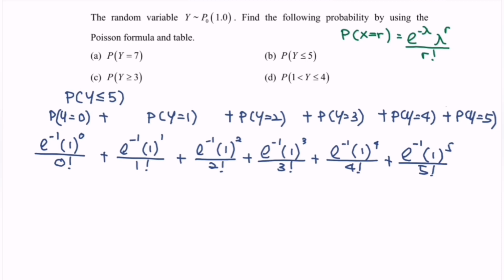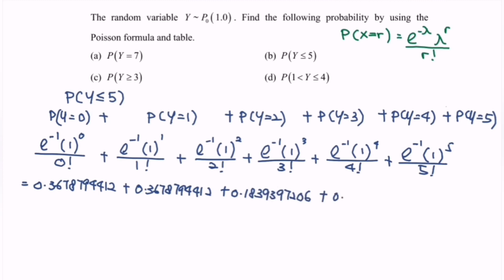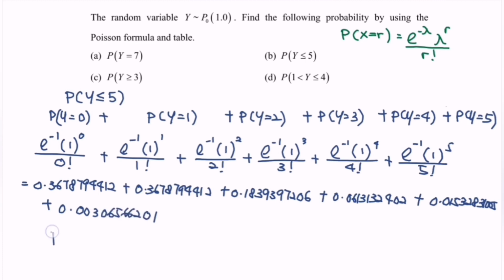So by using the calculator, we calculate the values. If we total them up, the probability that Y is less than or equal to 5 will be equal to 0.9994. That will be the situation for using the Poisson formula.